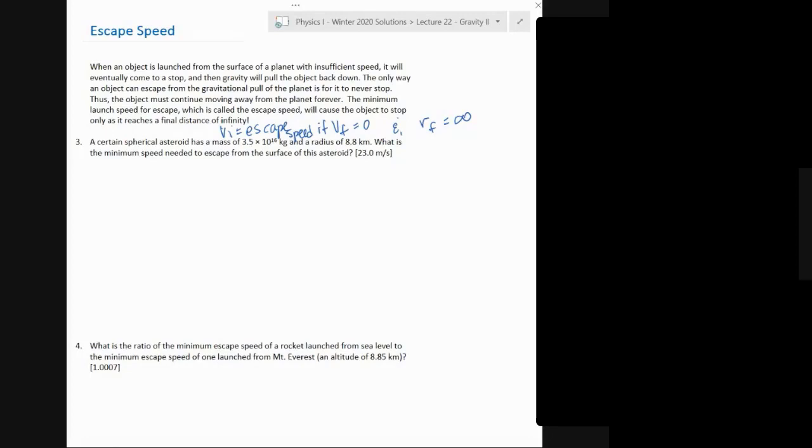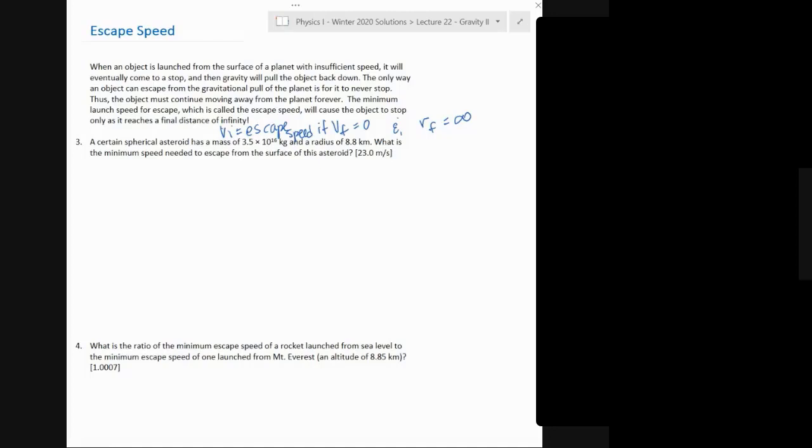We're going to do the exact same thing as we've always been doing with the conservation of energy. But the question is asking, what is the minimum speed needed to escape from the surface of the asteroid or from the surface of any planet? Then what's important to know is that that implies that the object's final velocity is 0 and its final radius, or the final distance from the center of the planet, is infinity.